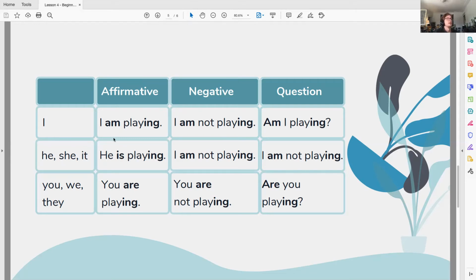Very simple. Lastly, we will take a look at the personal pronoun of you, or the plural nouns of we and they. So it would say, you are playing, you are not playing, are you playing? You can do this with we. We are playing, we are not playing, are we playing, are they playing? It's the same formula. You just need to remember your to be conjugations, and then it's really simple once you get that down.